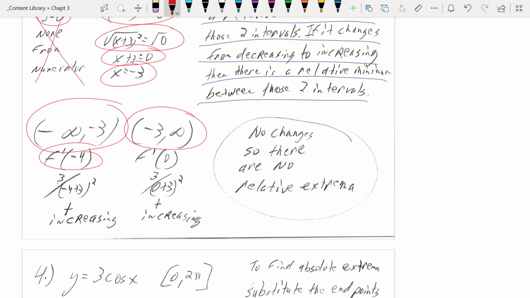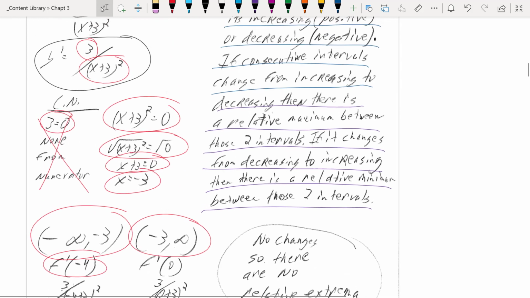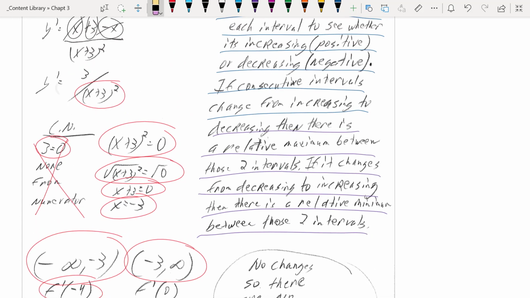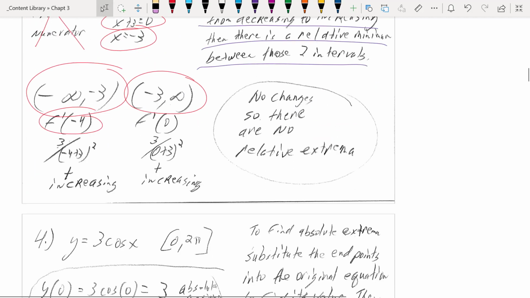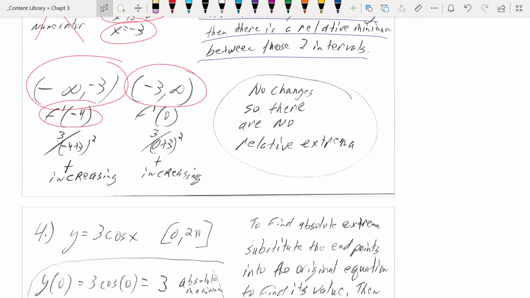So I'm going to go ahead and substitute that into the first derivative. Just a reminder again, your first derivative up here is 3 all over x plus 3 squared. So that's what I'm going to substitute the negative 4 into for that interval. Substituting negative 4 into that first derivative, I put 3 over, in parentheses, negative 4 plus 3 squared. Well, this is positive in the numerator, positive in the denominator, positive is positive. So that means that interval is increasing.